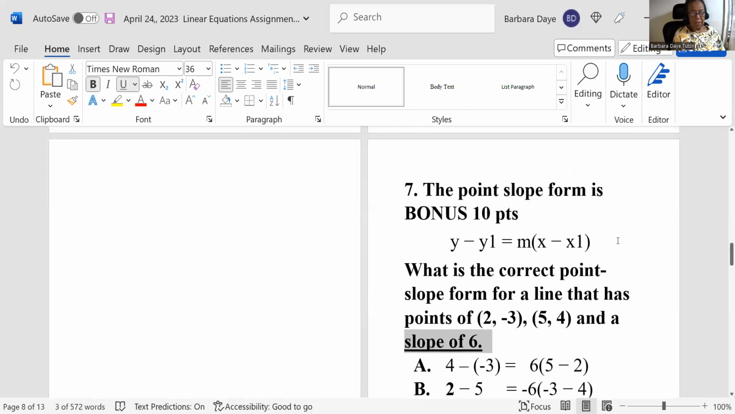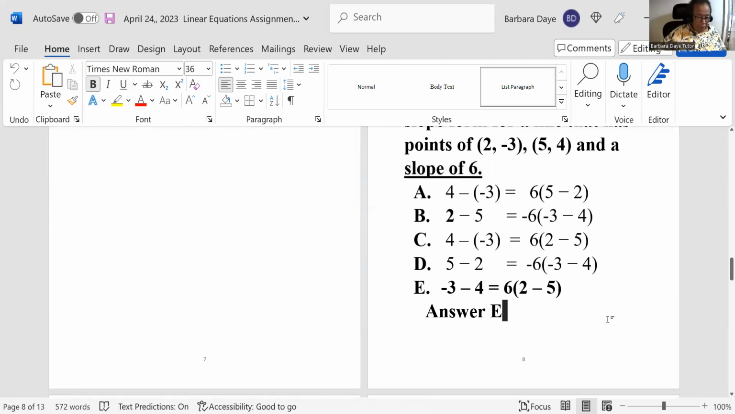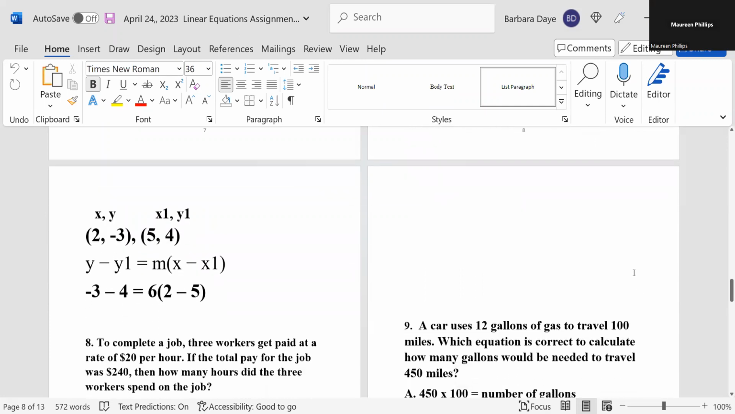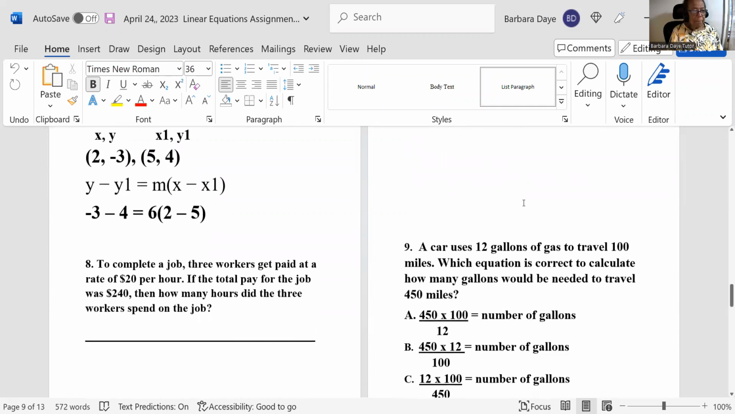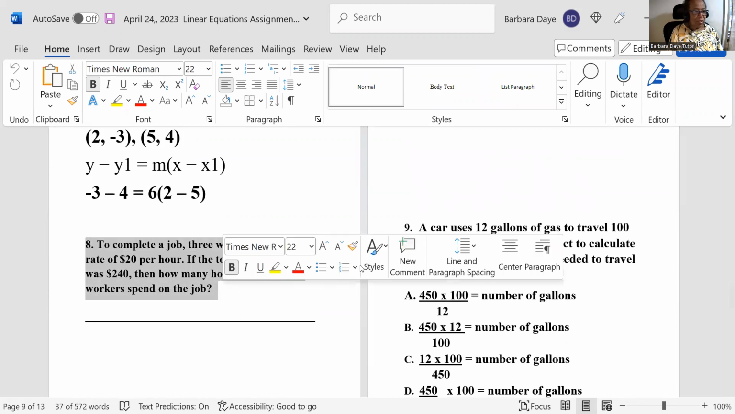Questions on 7? So Audrey, 7 you'll get credit for because I didn't give you the answer. So that would change your score. Questions? 7. All right, let's look at number 8. And Audrey, you want to solve number 8? I don't know what he did here.